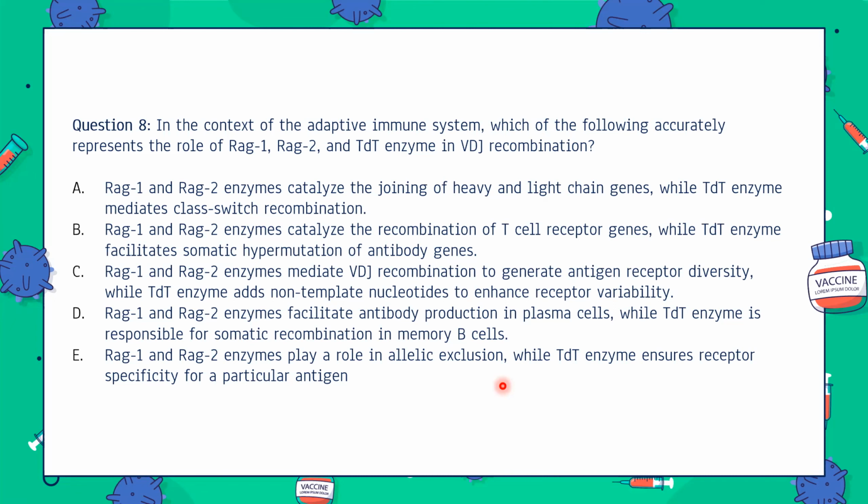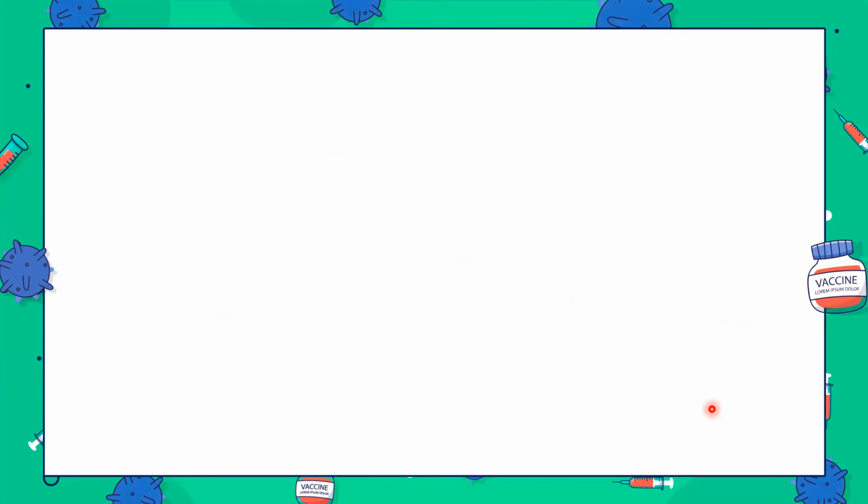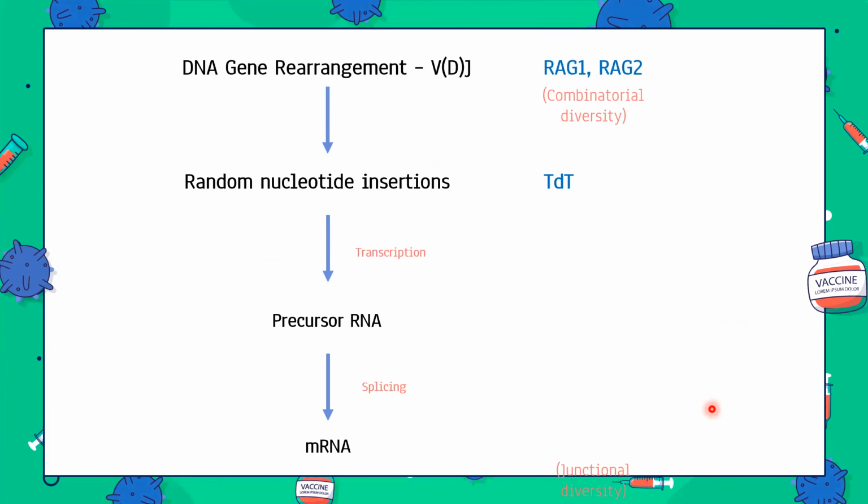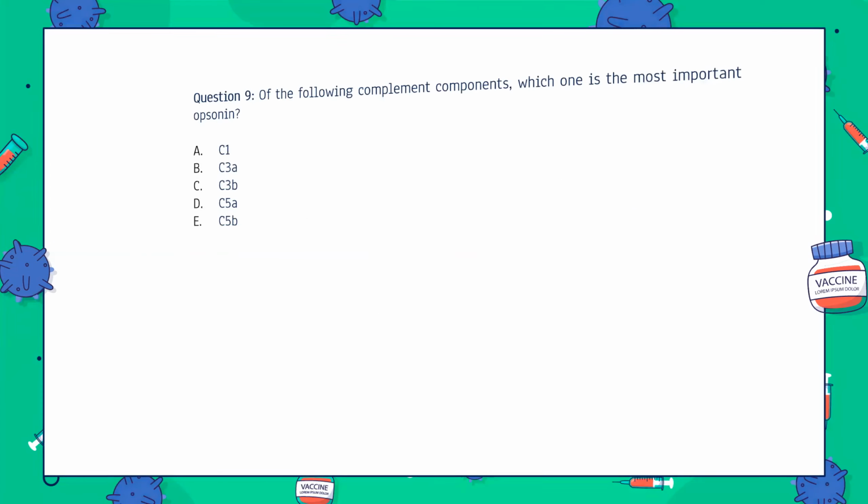So we get the gene from both of our parents. One of them gets inactivated, and the other one remains active, and this is called allelic exclusion. Great job, you guys, mashallah. Let's move to our next question.